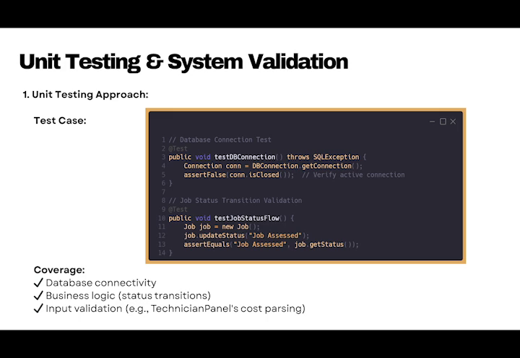Unit testing and system validity. We applied unit testing to validate database connectivity, business logic, and input parsing. As shown, we test connections and job status transitions using test methods. This ensures code behaves correctly even as the system evolves.